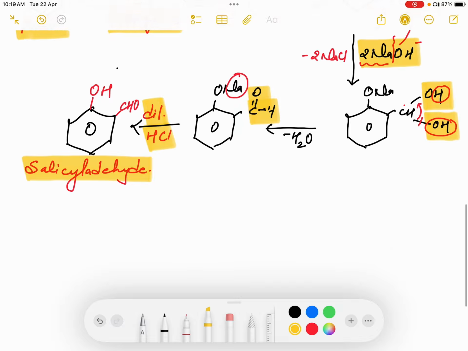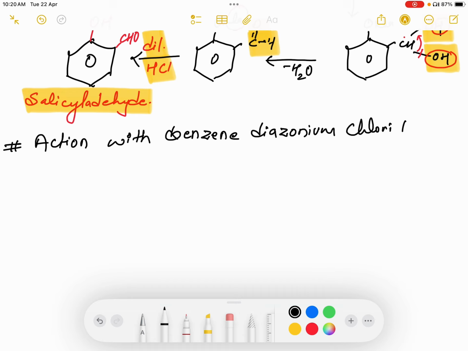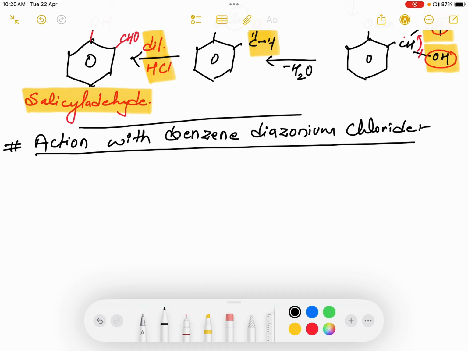Okay, next we have the action with benzene diazonium chloride. So what will happen when phenol is being treated with benzene diazonium chloride? This reaction is also known as a coupling reaction.